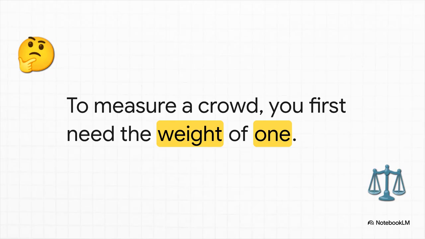Here's a thought experiment for you. Imagine you need to know how many people are in a giant football stadium, but you can't possibly count every single person. Well, if you knew the average weight of one person, you could just weigh the entire crowd and do a little division, right? Well, guess what? Chemists do something very, very similar. It all starts with knowing the weight of just one molecule.